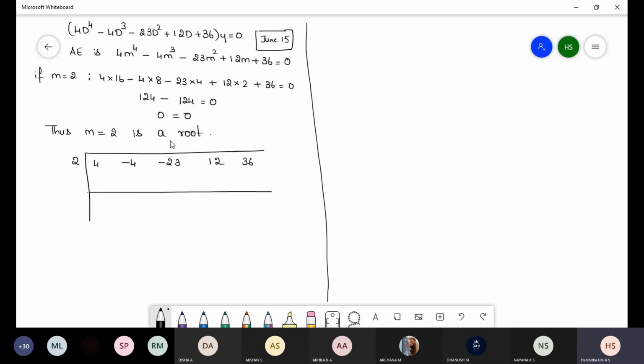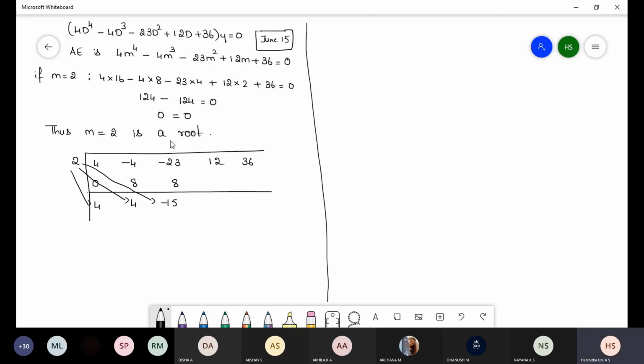Whenever we are starting, first we have to write 0. 4 plus 0 is 4. 2 into 4 is 8. Again 8 minus 4 is 4. Again 2 into 4 is 8. 8 plus 12... 8 minus 23 is minus 15.